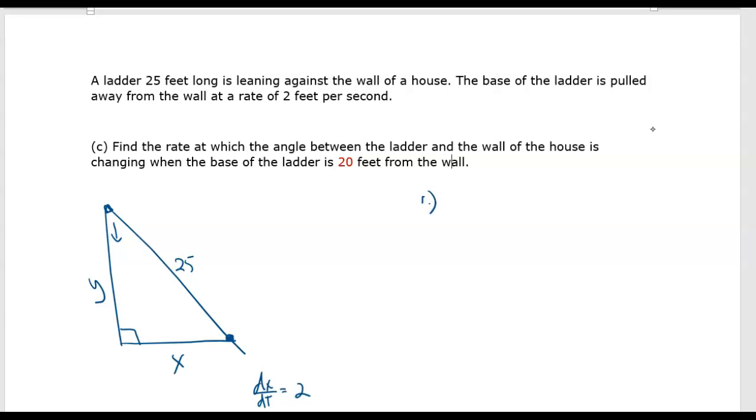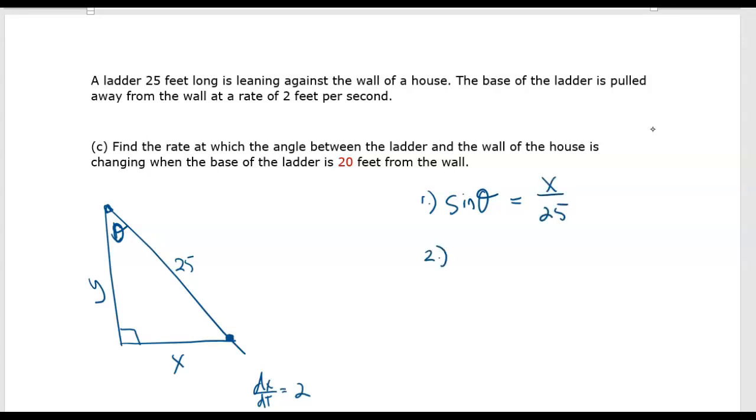Here's my normal process. I would first create an equation that relates the variables that I'm interested in, particularly this variable, which is theta, the angle that they're asking about. Find the rate at which the angle between the ladder and the wall is changing. The base of the ladder is 20 feet from the wall. Okay, so I know 25, and I know dx dt, so my intuition says go with the sine of theta, because that's going to be equal to opposite over hypotenuse.